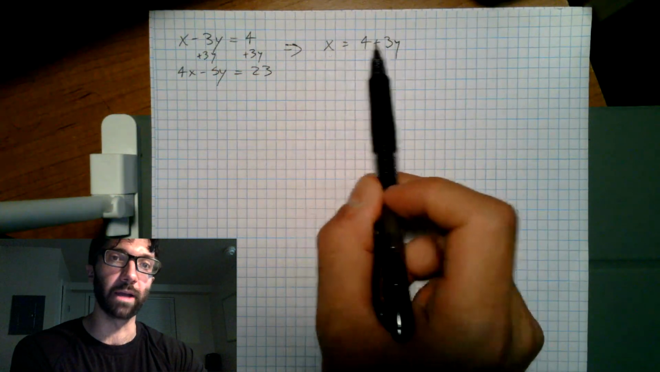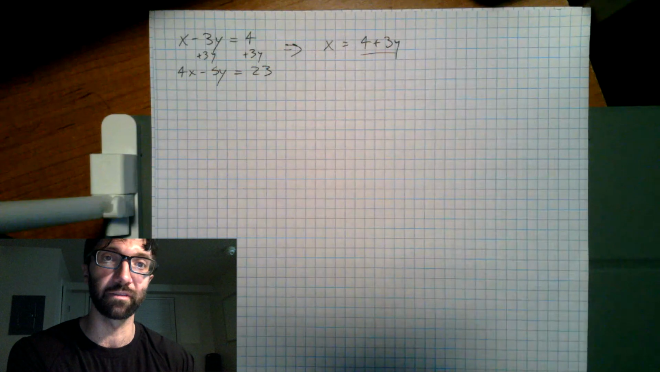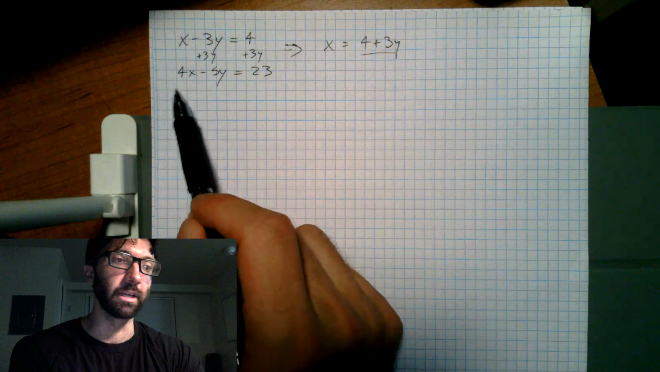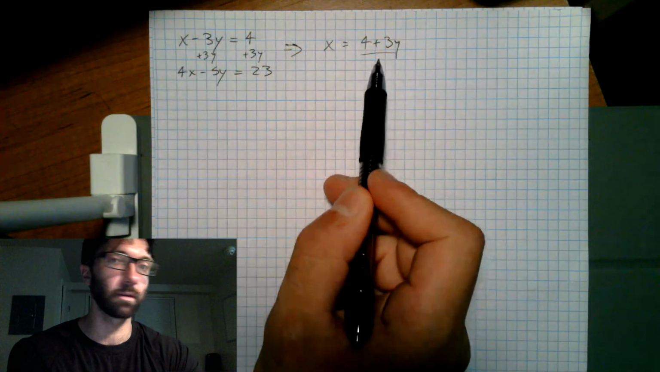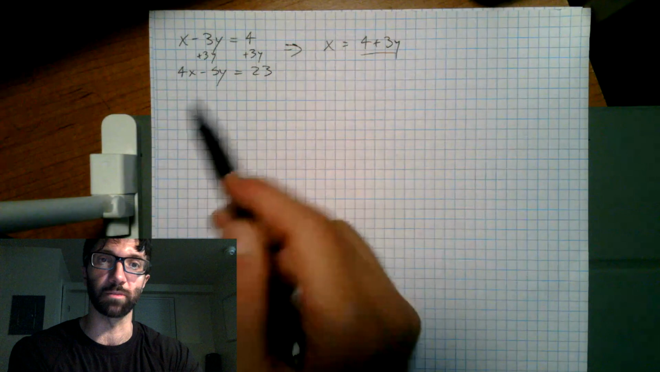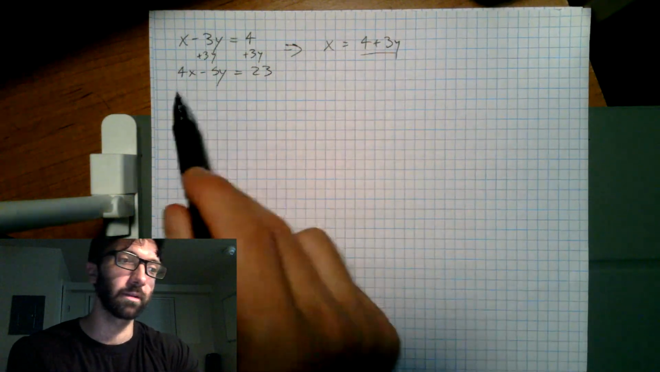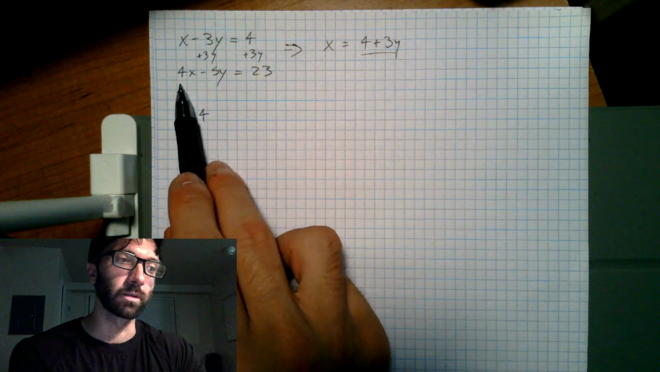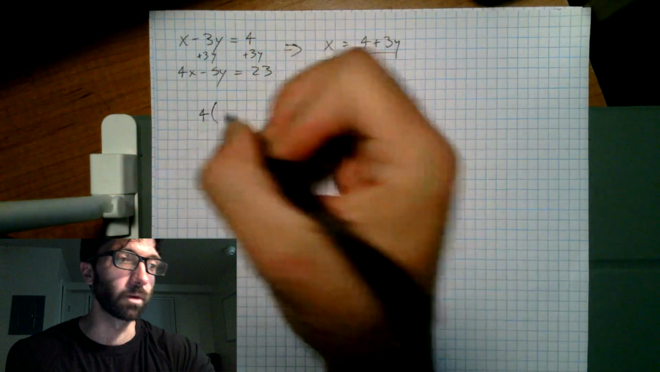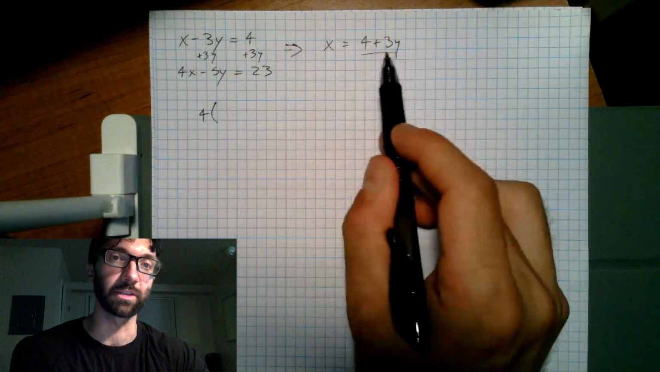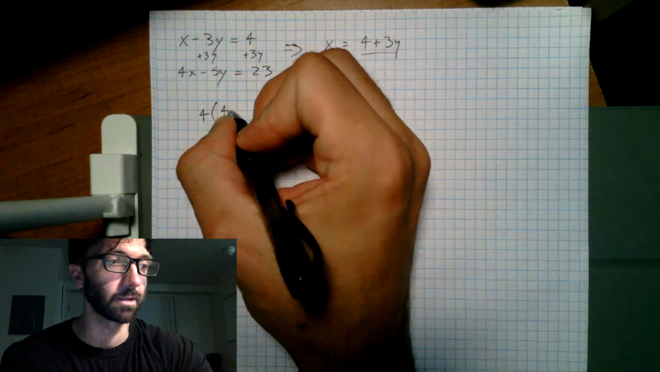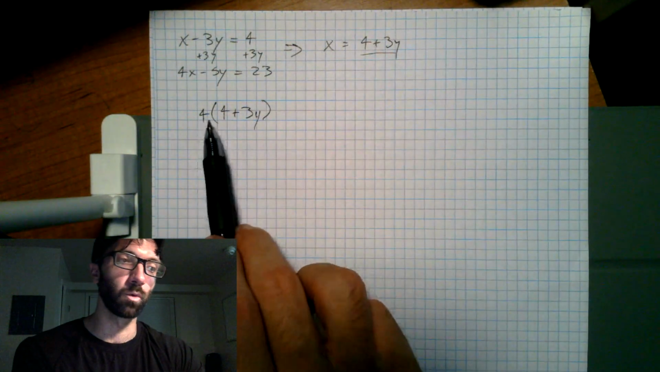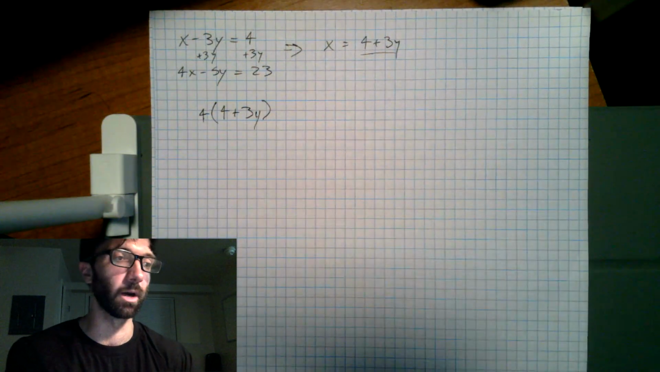So since I know what x equals, I know x equals this stuff, right? The 4 plus 3y. So in my other equation, wherever I see an x, I can replace it with 4 plus 3y, right? That's the substitution I can make. So I'm going to rewrite this equation here. But instead of writing 4 times x, I'm going to write 4 times the expression that x equals. Okay, and so this all has to go into parentheses. So 4 times the quantity 4 plus 3y.